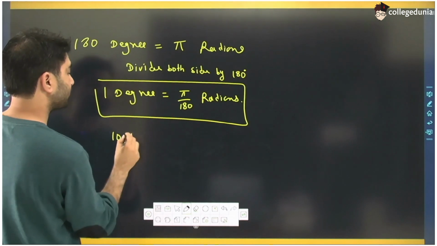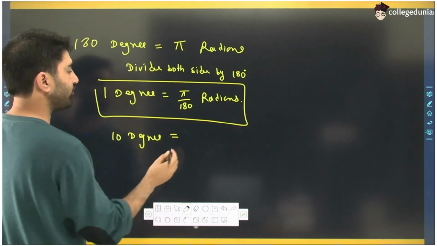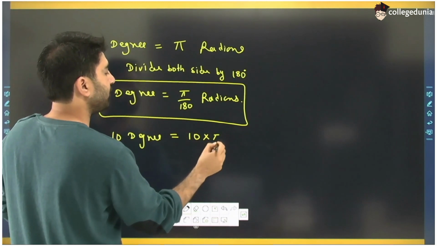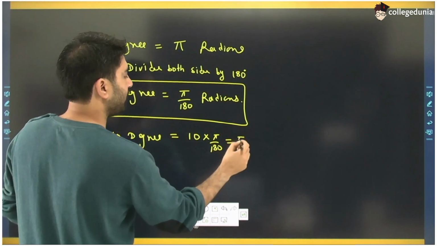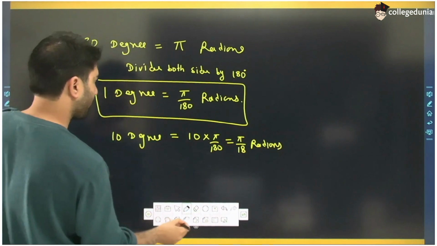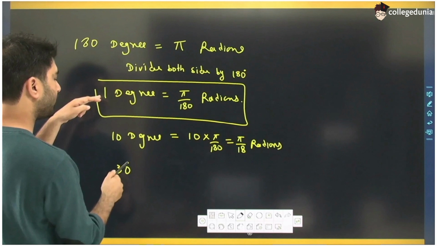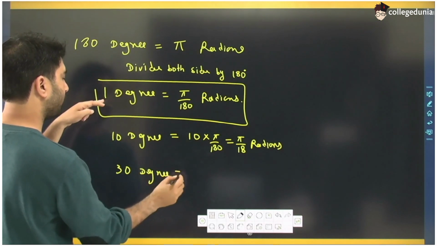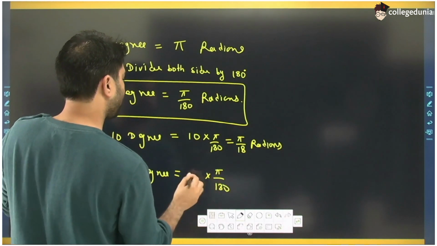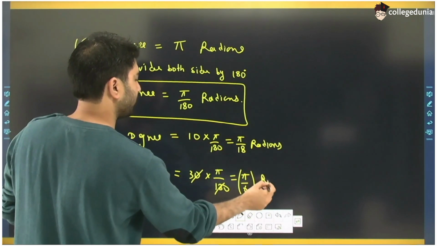Let's take 10 degrees. Suppose the angle is 10 degrees. Since 1 degree is pi by 180, 10 degrees will be 10 into pi by 180, which becomes pi by 18 radians. If we multiply both sides by 30, so 30 degrees, pi by 180 multiplied by 30, this will become pi by 6 radians.